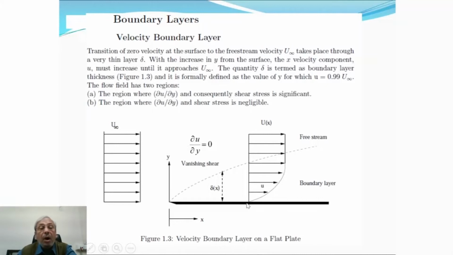So the region where del u del y and consequently shear stress is significant is this region. And clearly outside this, there is no velocity gradient in the y direction because everywhere u is equal to u infinity. So shear stress is also absent. We can say del u del y is 0. So within the boundary layer, del u del y is non-zero. Outside the boundary layer, del u del y is 0.